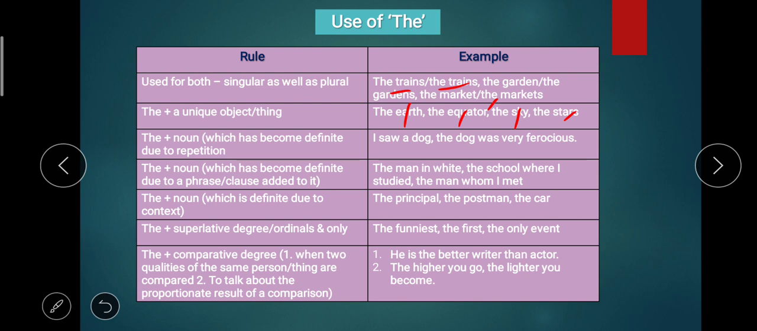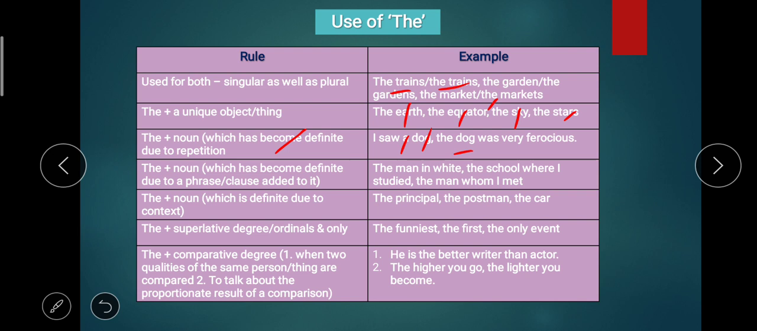Next rule is the plus a noun which has become definite due to repetition. So, I saw a dog. In this example, with dog, the article a is used the first time, but when the dog is repeated, it has become specific, particular. First time it was a general noun, but now it has become specific because of the repetition. That's why: the dog was very ferocious. Whenever we repeat nouns in our speech, whether oral or written, we have to use the before it.